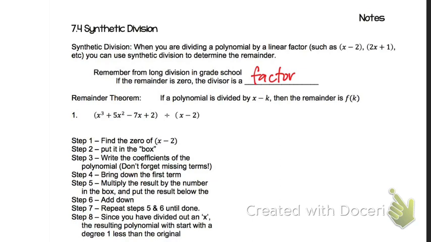So here we have x to the third plus 5x squared minus 7x plus 2 divided by x minus 2. The first thing that you do is you find the 0 of whatever you're dividing by. So you're setting this equal to 0, so x equals 2. And you put it in what we call the box. So I'm just going to write a 2 right here. Then I'm going to draw a long L, and it should go down far enough to where you're able to stack 2 rows of numbers.